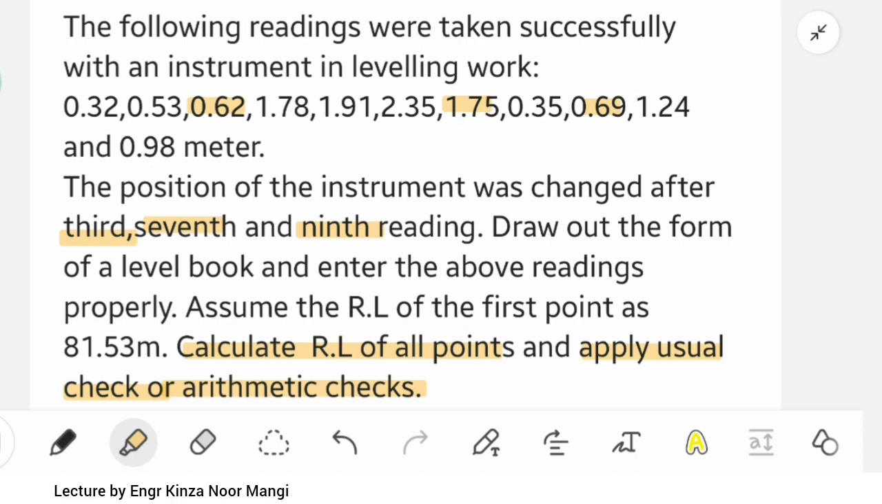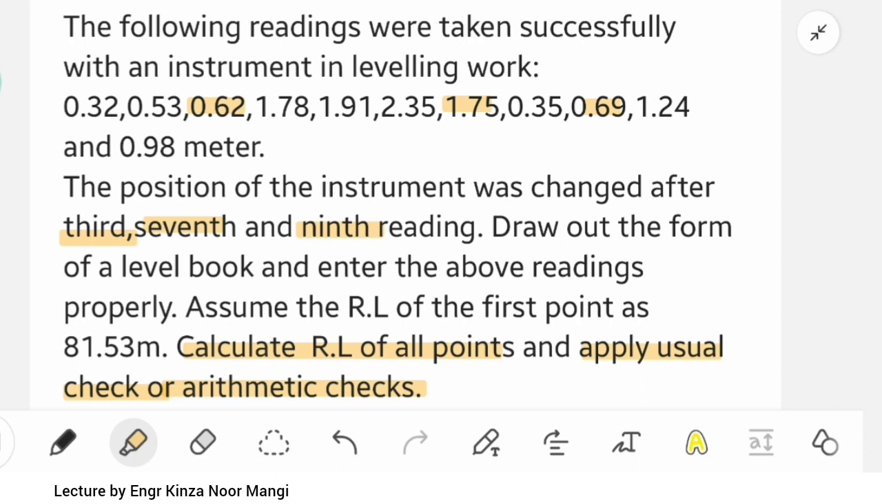The purpose of marking these points is that the first set of readings from the instrument would be this way: 0.32 will be the backsight, 0.53 will be the intermediate sight, then 0.62 will be the foresight. This is the first reading. The question says the position of the instrument was changed after the third point. That means the foresight reading and backsight reading at the change of the instrument point will be the same, which is 0.62.